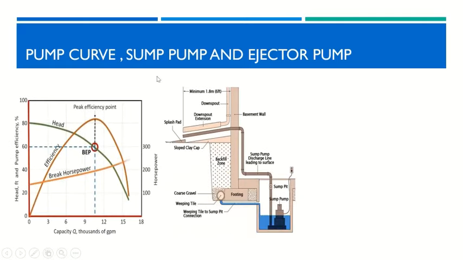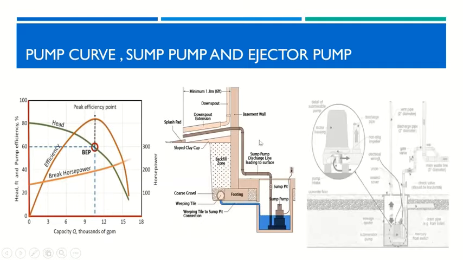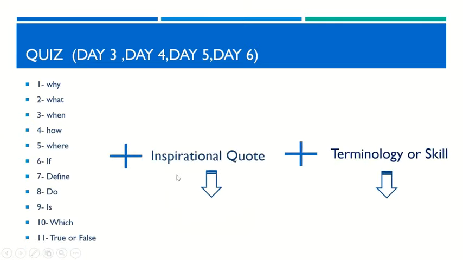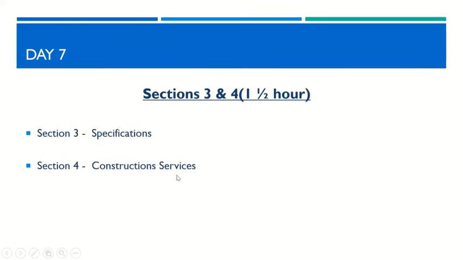An example for the fire pump curve, best efficient point, head, efficiency, peak horsepower, and here the difference between ejector and sump pump. Then we took a quiz, as we took before, with code and terminology. And in day 7, we take 2 sections, 3 and 4. It will be a 1.5-hour lecture, specification, construction service, quiz, and assignments.